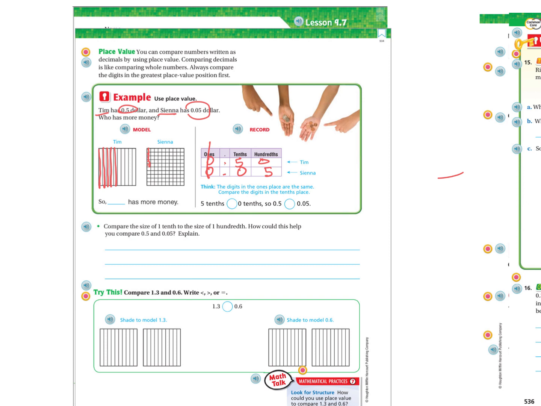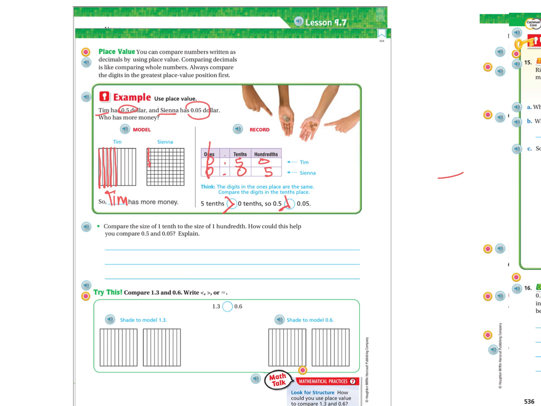So who has more money? Timbo. So Tim has more money. 5 tenths is what to 0 tenths? Yeah, it's way bigger. Okay, so 5 tenths is greater than 5 hundredths. Okay, you can see that, just like in our decimal working.